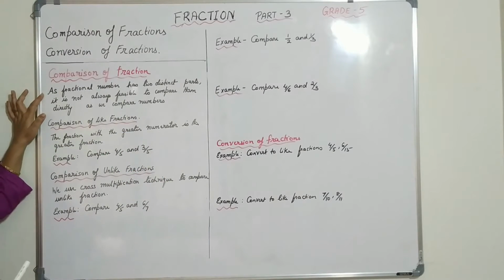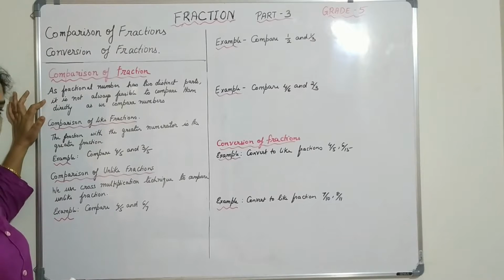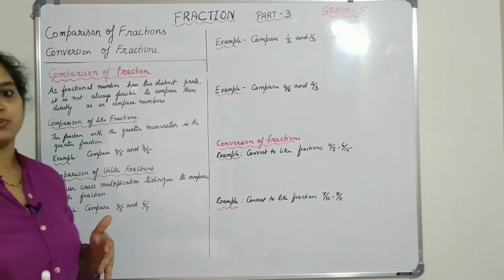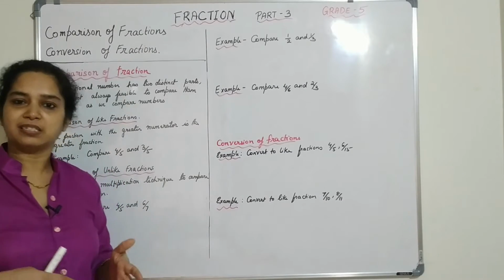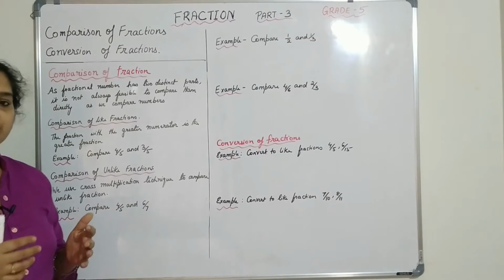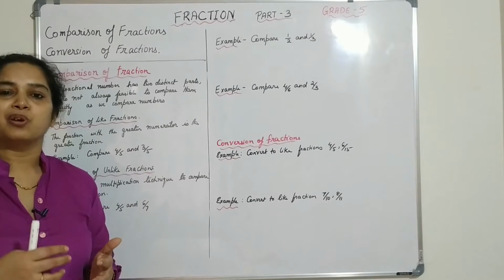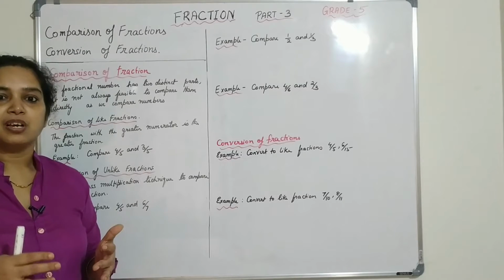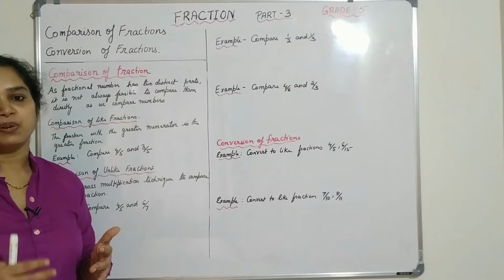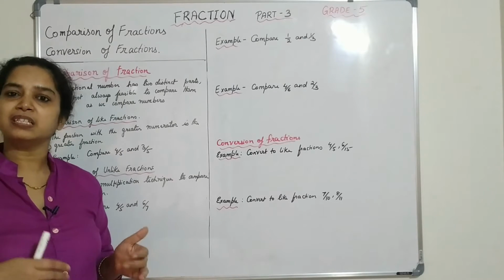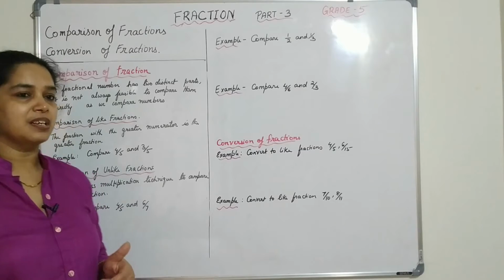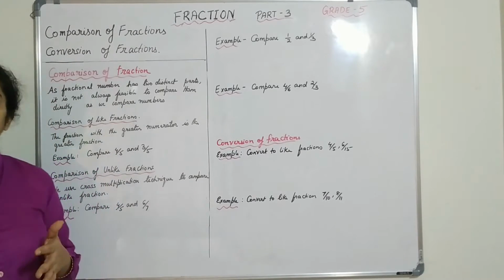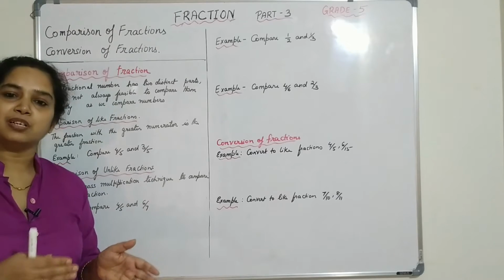As a fractional number has two distinct parts, it is not always feasible to compare them as we compare numbers. When we compare numbers, how do you compare? 7 is greater than 6. Yes, we can compare like this. But in fractions 1 by 2 and 1 by 3, it is difficult to compare. Or 2 by 3 and 1 by 3, which one is greater? Obviously 2 by 3 is greater than 1 by 3 because 2 is greater than 1. So if the denominator is the same, we can choose the greater numerator.